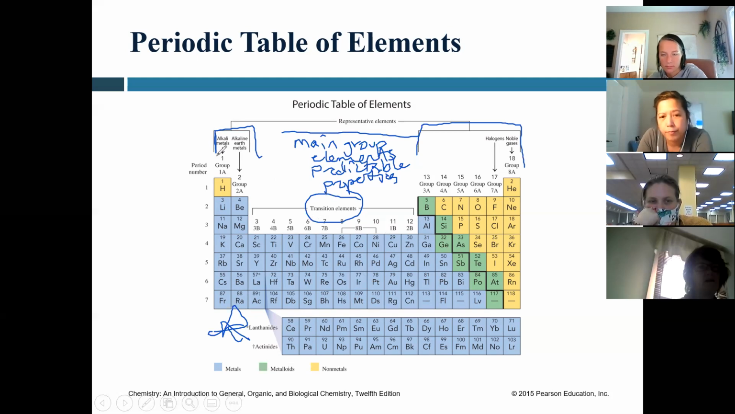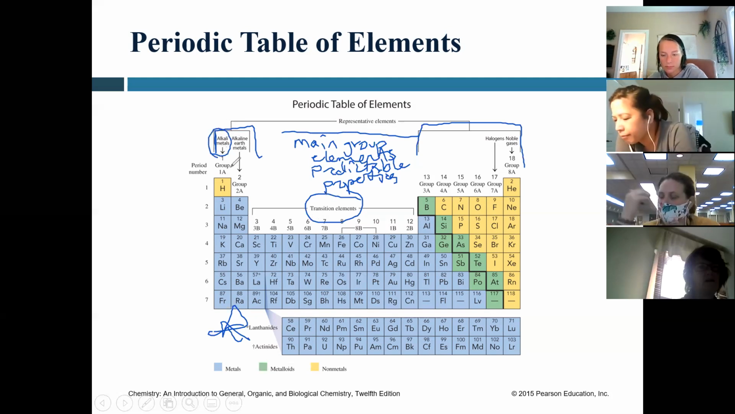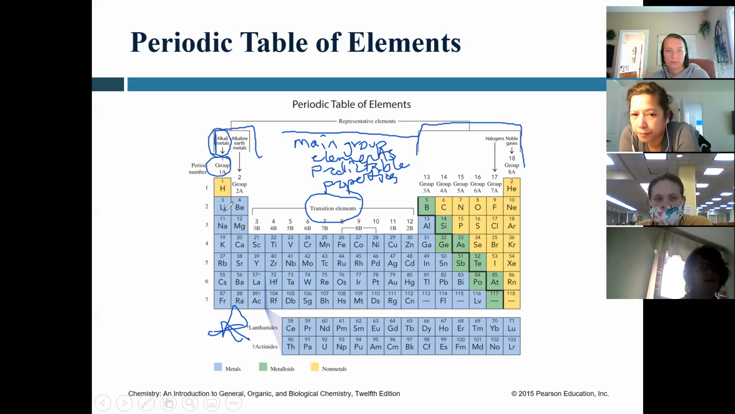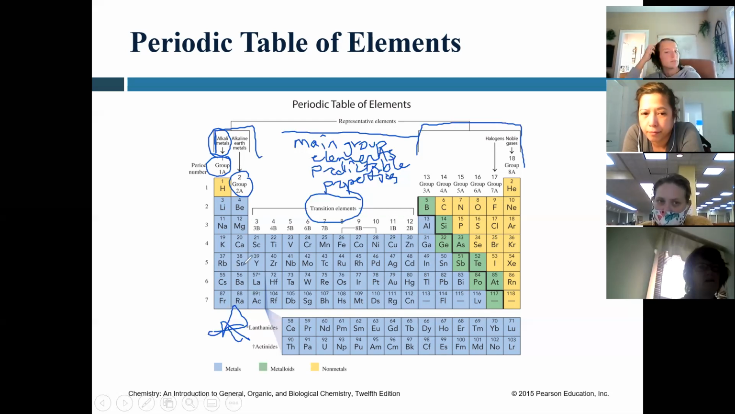There are names for a lot of the groups. So the first group here, these are the alkali metals. So everything in group, this is called group 1. You'll hear me say column 1, group 1. I'm talking about this here. This is the alkali metals. Group 2 or column 2 is known as the alkaline earth metals.